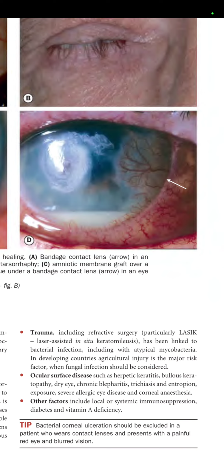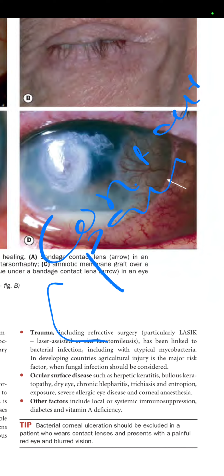Bacterial corneal ulceration should be excluded in a patient who wears contact lenses and presents with a painful red eye and blurred vision. So whenever a contact lens wearer comes to you with a complaint of pain, redness and discharge, then you should definitely think about bacterial keratitis.